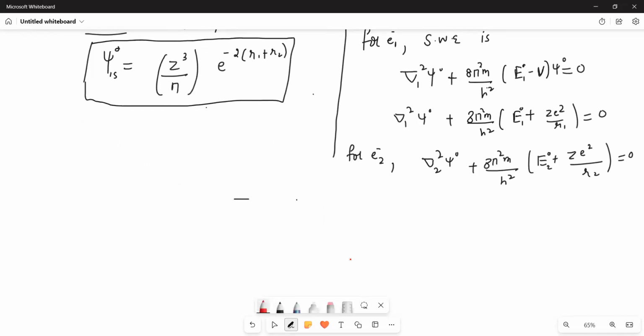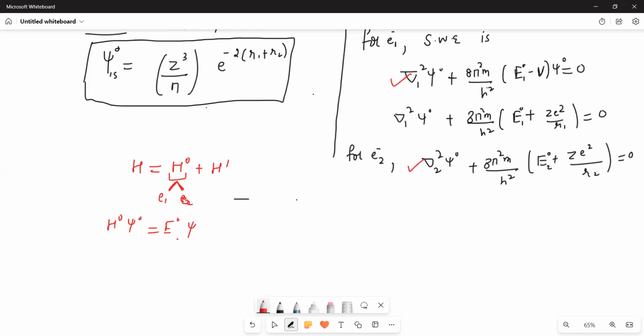Now we will try to find out the energy of the helium system. We have seen that the Hamiltonian for the helium system consists of two parts: first, the Hamiltonian for the unperturbed system, and second, the perturbation. For H naught, we have assumed that this is equivalent to two hydrogen-like systems, one for electron 1 and one for electron 2. When we apply this Hamiltonian on the wave function, you will get E naught.